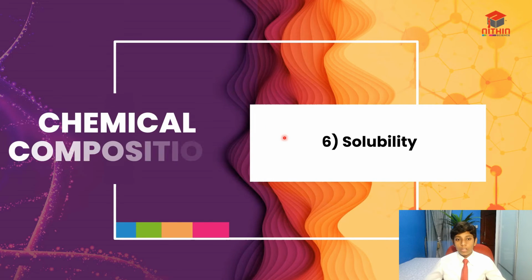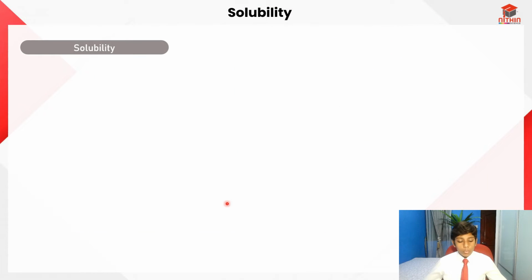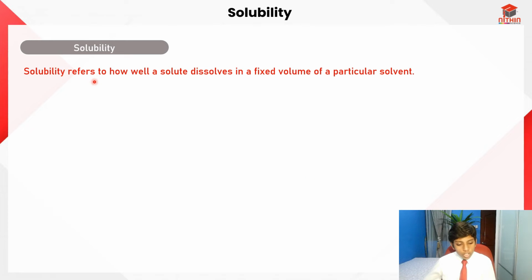Next, solubility. Segment number 6. Let's take a look at solubility. So what is solubility? Solubility refers to how well a solute dissolves in a fixed volume of a particular solvent. How well a solute dissolves in a fixed volume of a particular solvent. So the key words are how well.